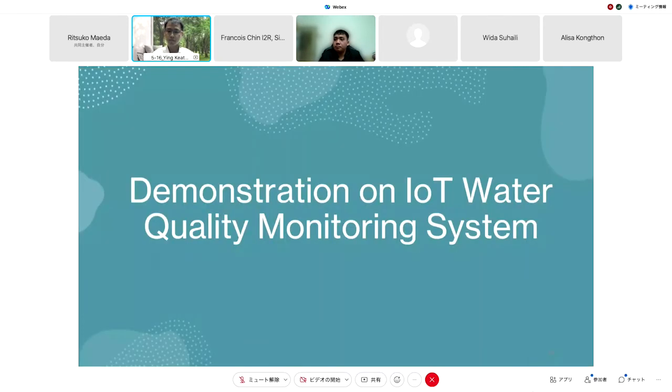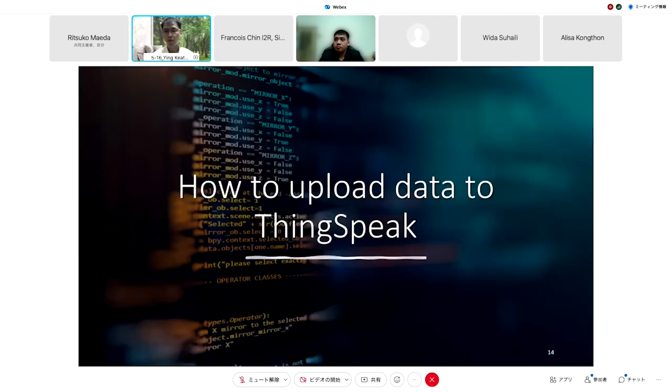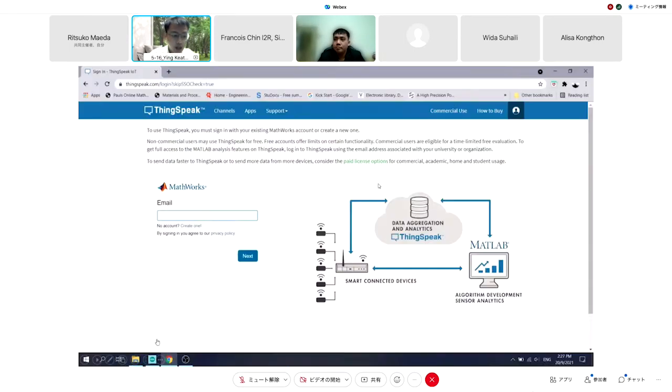All right. So this is the water quality monitoring system that I have done until now. Next, how we upload the data to ThingSpeak. Right now I will show you a video on how to upload the data to ThingSpeak. Okay, I'll play the video.